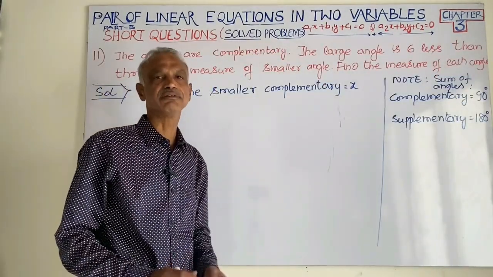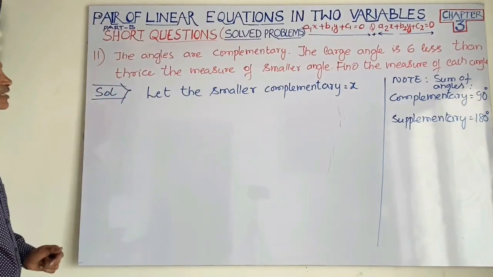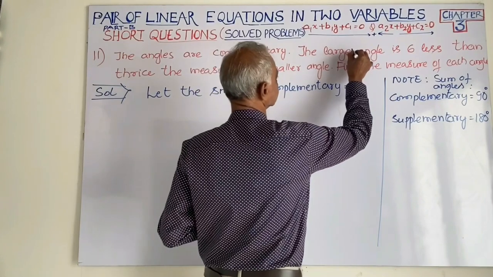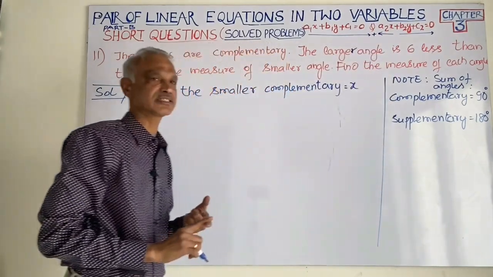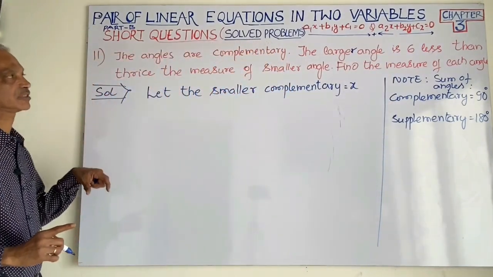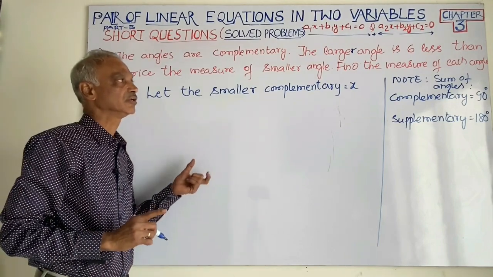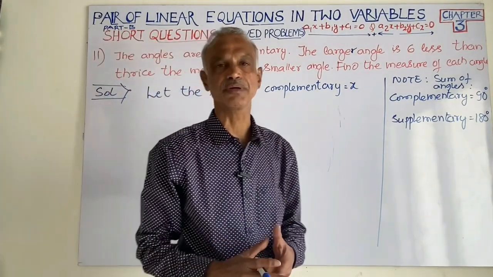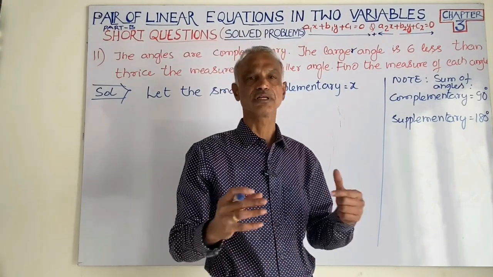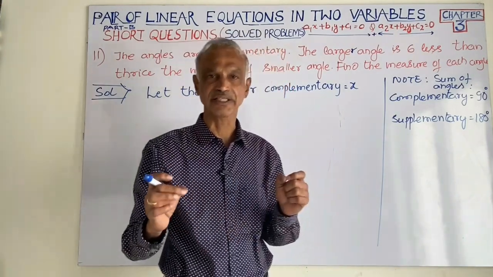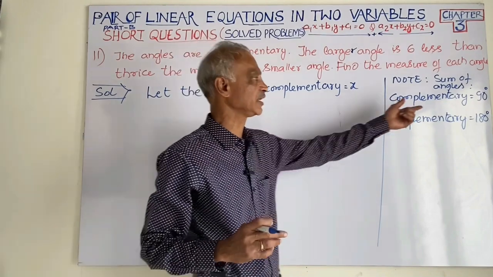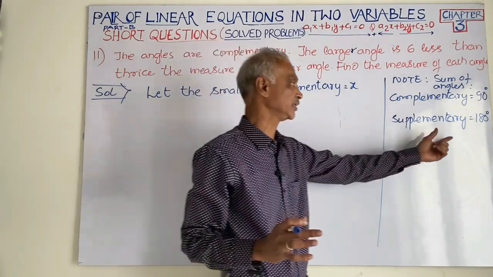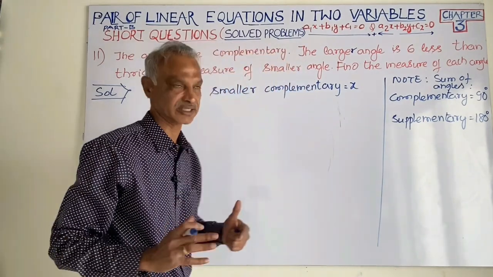Next, what is the 11th problem? The angles are complementary. The larger angle is 6 less than thrice the measure of the smaller angle. Find the measure of each angle. First you should know what is complementary. If the sum of angles is equal to 90 degrees, then they are complementary angles. If the sum of the angles is equal to 180 degrees, then they are supplementary to each other.